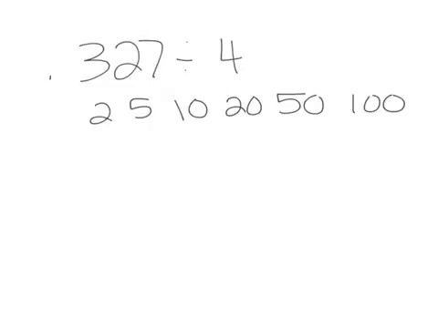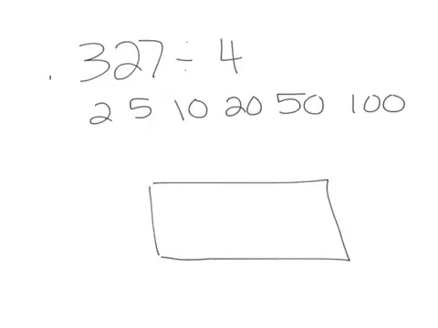So then we make a rectangle just like we did with multiplication, but instead of putting numbers inside of it or around it, we're going to actually put our dividend inside. So our divisor is 4 and our dividend is 327. So then we start by going across our benchmarks and we say 4 can go into 327.